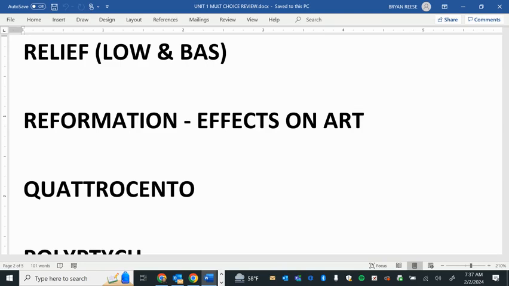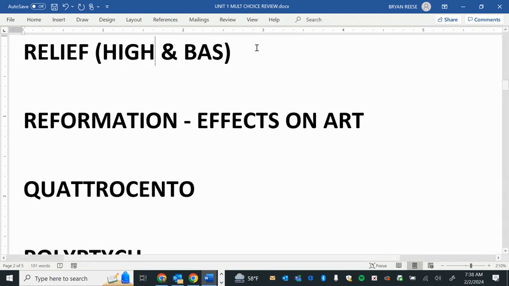Wait, is bas relief low relief? Uh-oh. All right. Typo. So this is bas relief and high relief. So change low to high. Yeah, in fact, I can do that right now. High relief and bas relief. I'm going to go back into that question, make sure the answer is right.